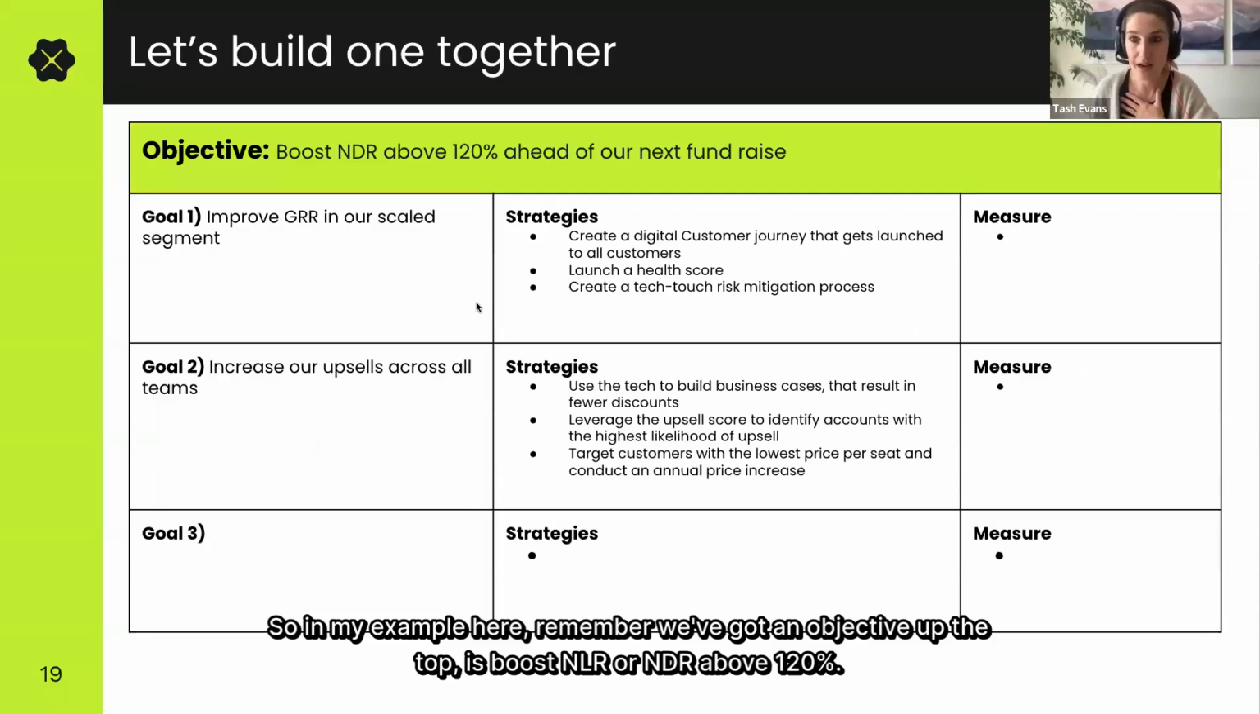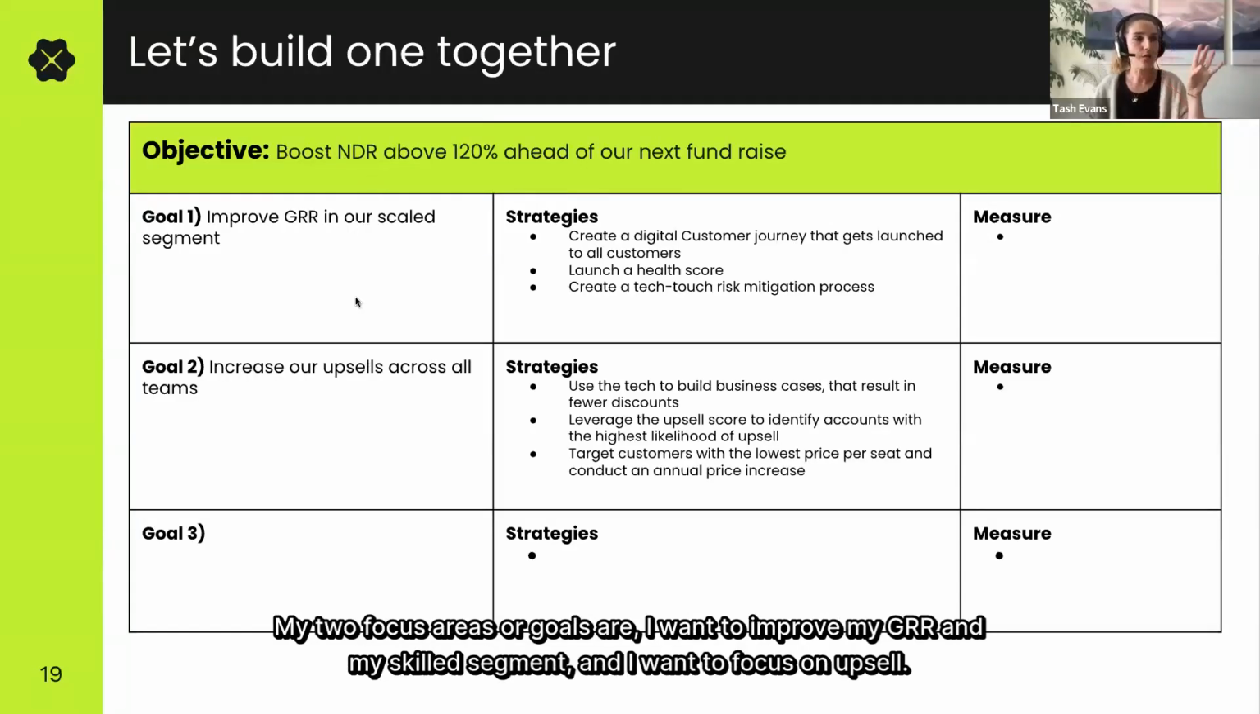So in my example here, remember we've got an objective up the top, which is boost NRR or NDR above 120%. My two focus areas or goals are I want to improve my GRR in my scaled segment and I want to focus on upsell.